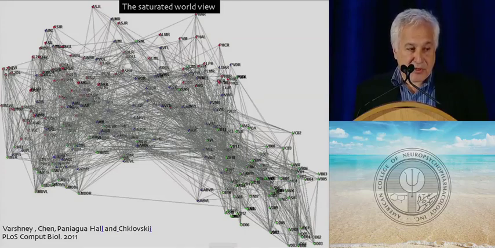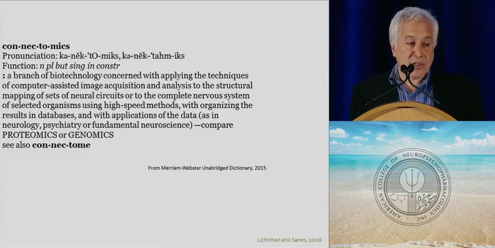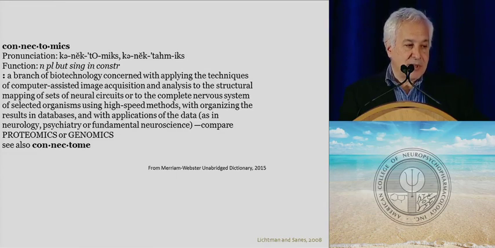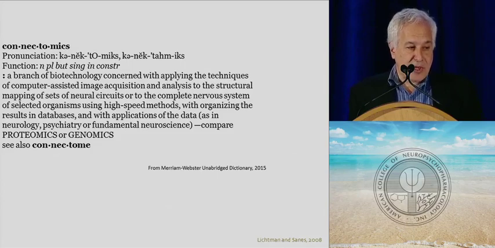And mapping all the connections is like genomics is mapping all the genes. This would be connectomics. And here's the dictionary definition if you hadn't heard of this term before. It's pronounced connectomics or connectomics. It's a plural noun, but singular in construction. This, by the way, in the small print there is from Merriam-Webster's Unabridged Dictionary 2015, maybe. A branch of biotechnology concerned with applying the techniques of computer-assisted image acquisition and analysis to the structural mapping of sets of neural circuits or to the complete nervous system of selected organisms, using high-speed methods with organizing the results in databases, and by this I do not mean Excel spreadsheets.